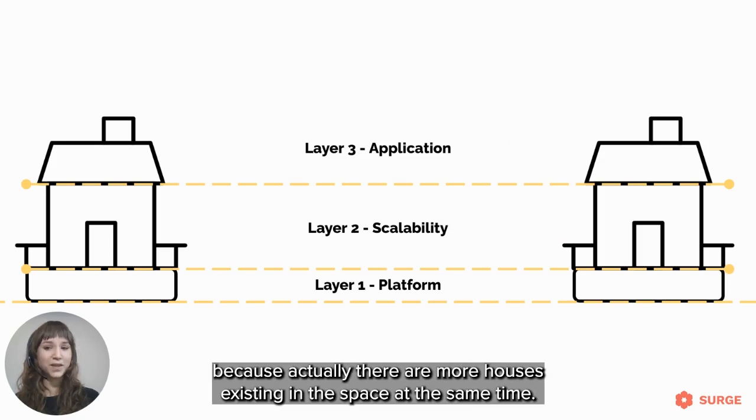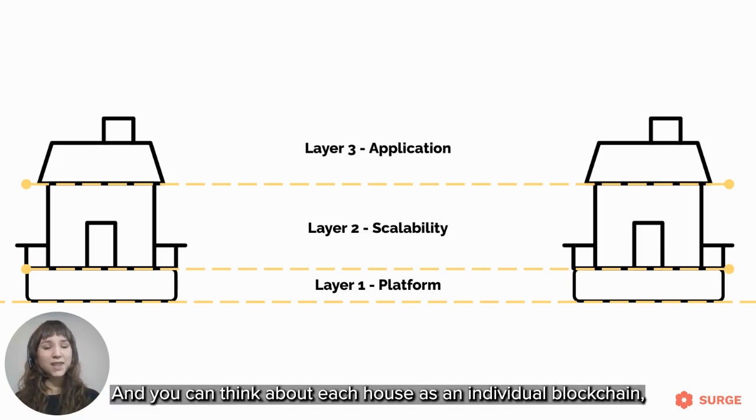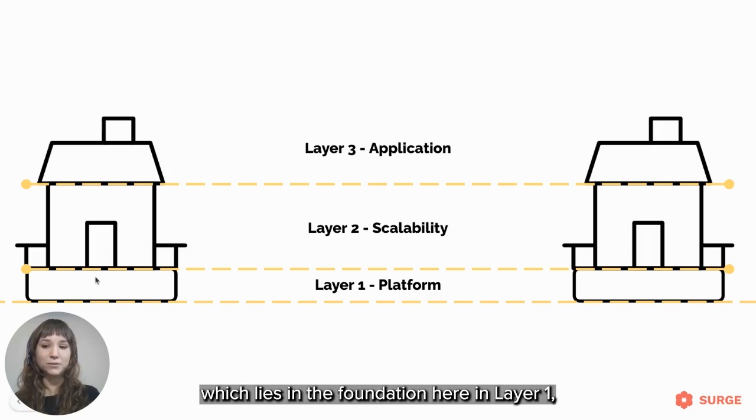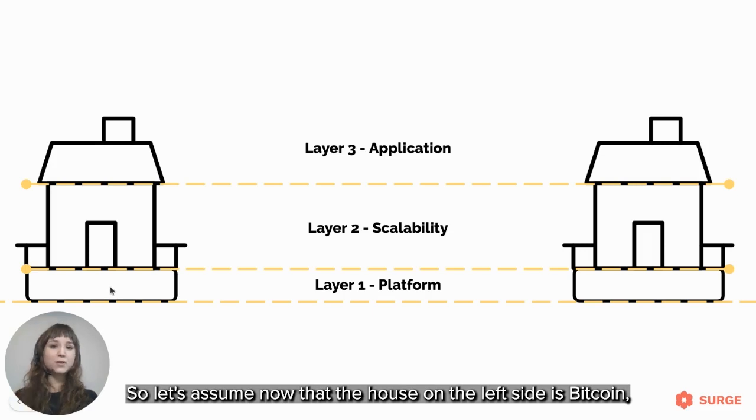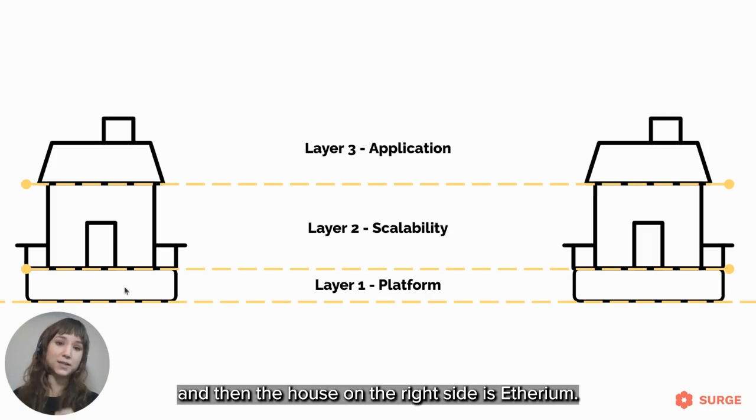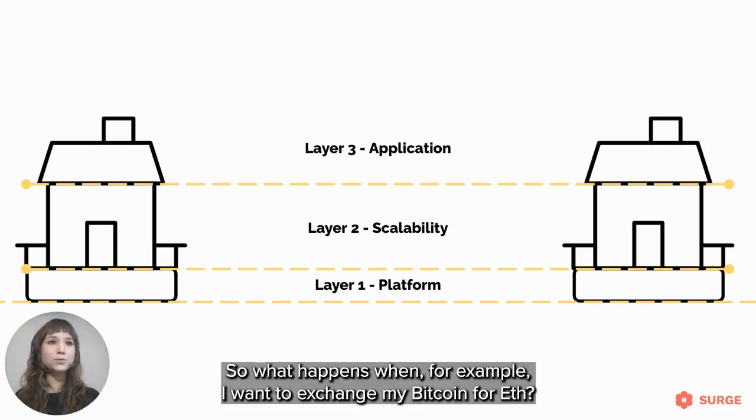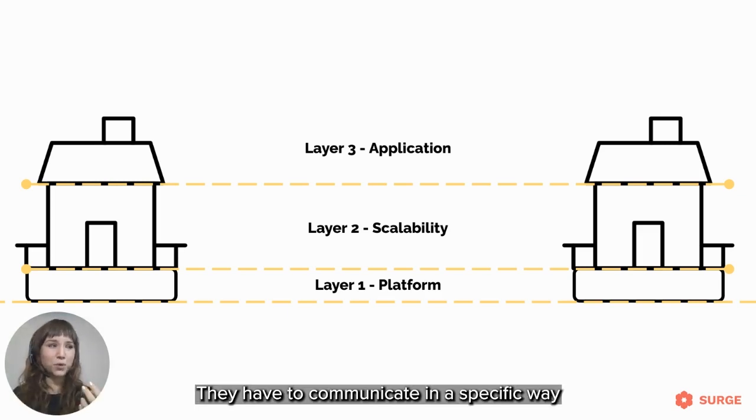Because actually, there are more houses existing in the space at the same time. And you can think about each house as an individual blockchain, which lies in the foundation here in layer 1, and then different platforms and tools built on top of that blockchain. So let's assume now that the house on the left side is Bitcoin, and then the house on the right side is Ethereum. So what happens when, for example, I want to exchange my Bitcoin for ETH? They have to communicate in a specific way.